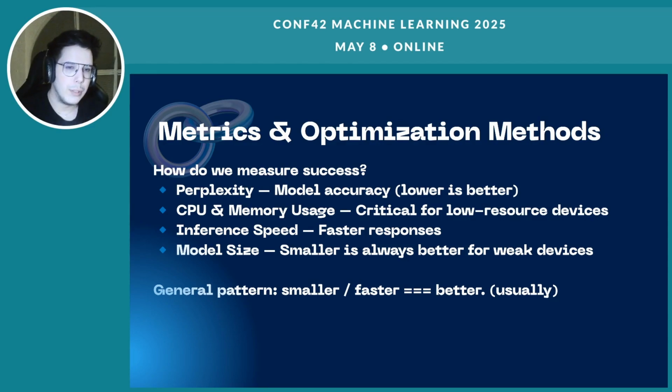Metrics by which we're gonna measure success. There are four of them. First of all, perplexity, the model accuracy, whether it can output things correctly. CPU memory usage, which, as you may guess, will be really critical for measuring performance on low-end devices. Inference speed, faster response time, pretty straightforward, and model size. Basically, the smaller, the better. The general pattern here, as you noticed, is the smaller, the faster, equals better, usually.